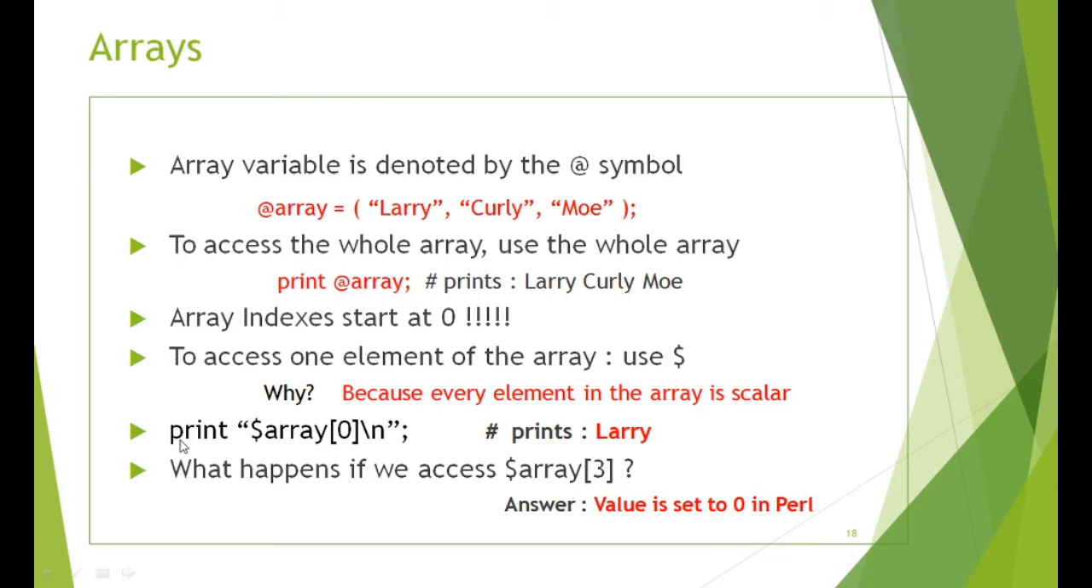Here you can see that I am trying to print that first variable, first element. So $array[0], then the first element will be printed. There are only 3 elements. This will have an index 0, this will have an index 1 and 2. Suppose I am trying to print $array[3]. It will not give an error, but it will be taken as a 0.